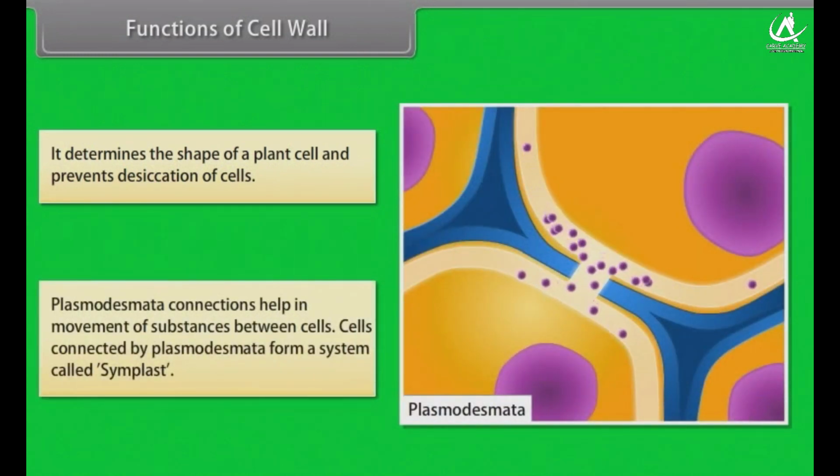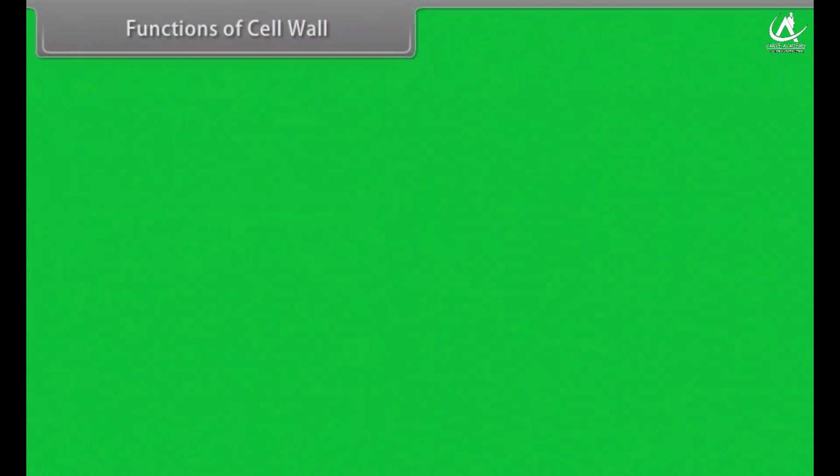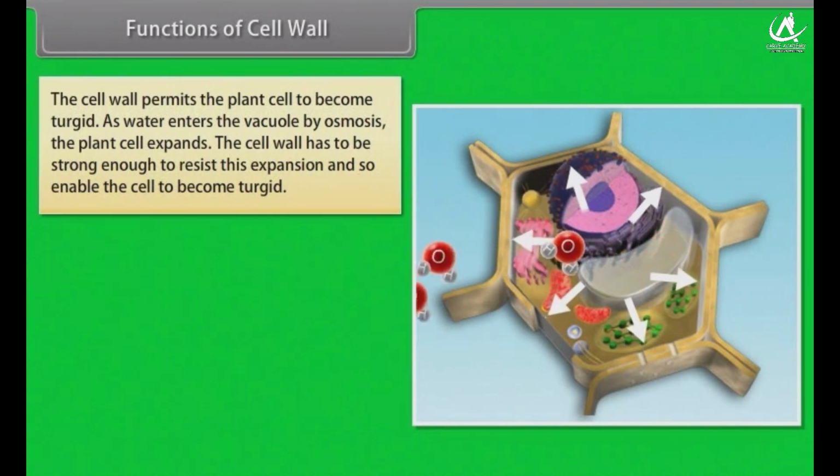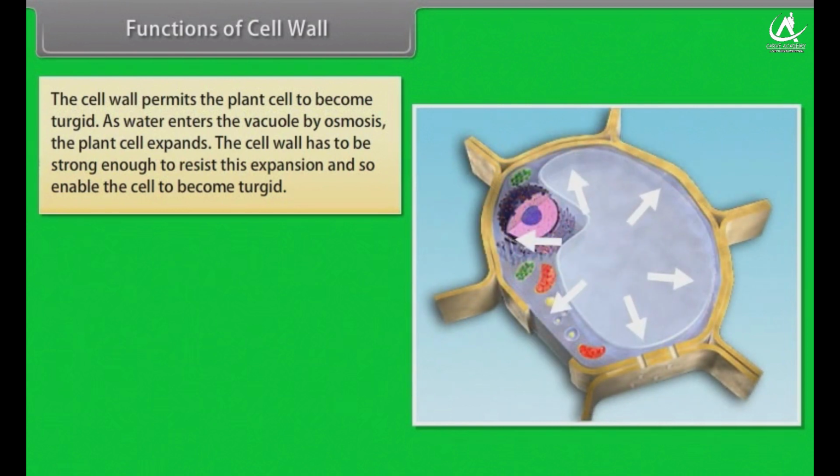Plasmodesmata connections help in movement of substances between cells. Cells connected by plasmodesmata form a system called symplast. The cell wall permits the plant cell to become turgid. As water enters the vacuole by osmosis, the plant cell expands. The cell wall has to be strong enough to resist this expansion and so enable the cell to become turgid.